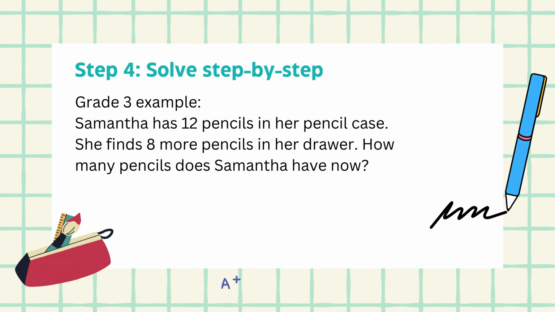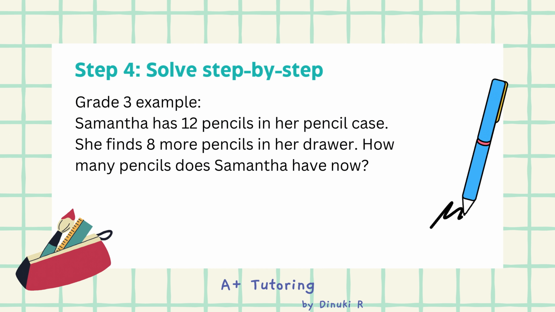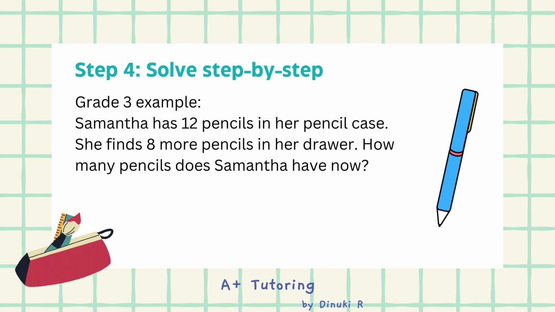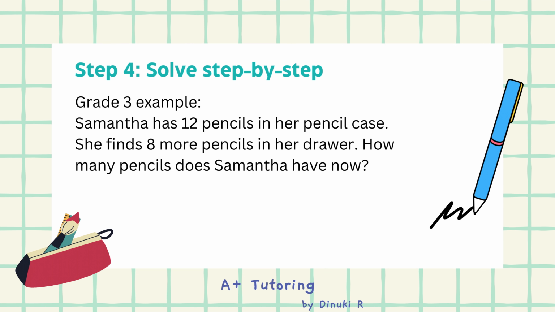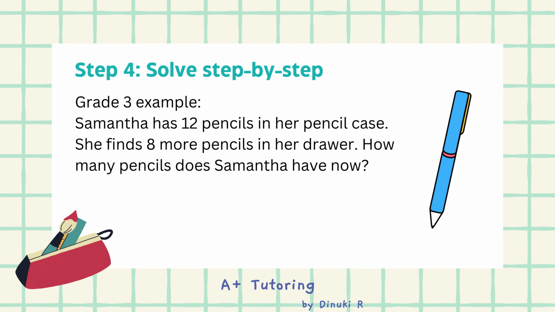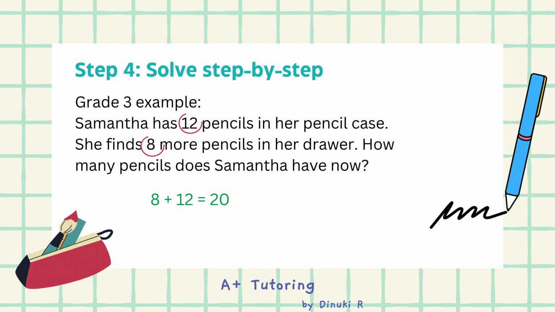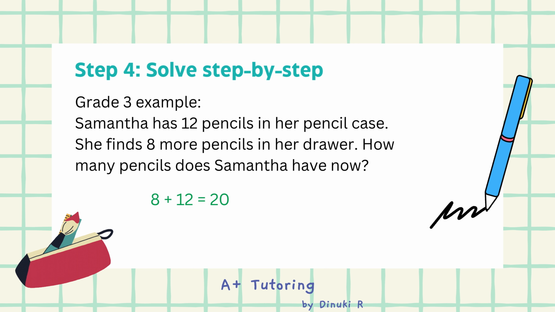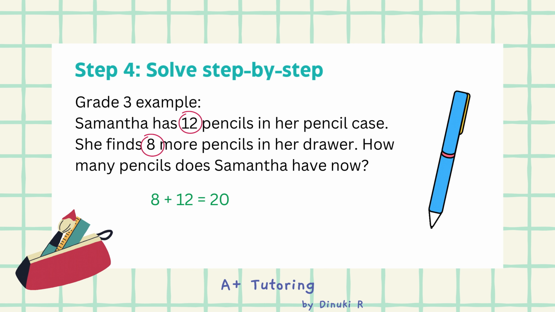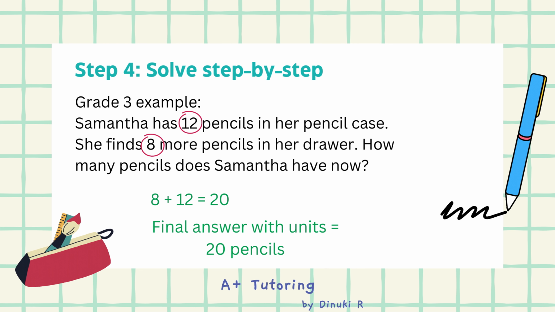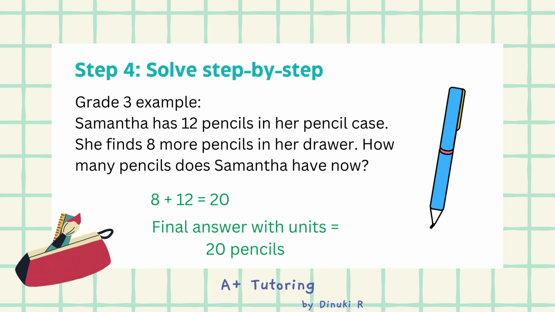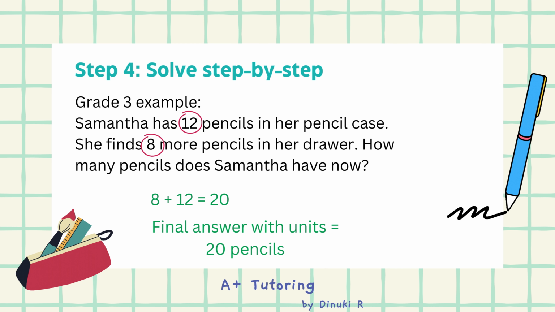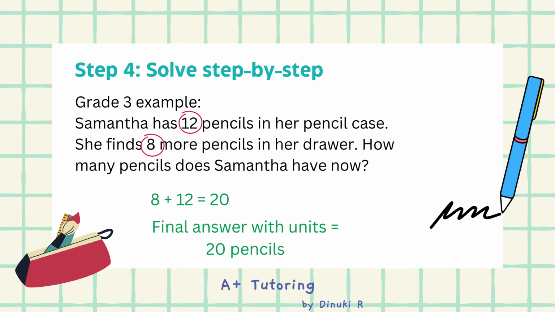Now, at the last step, we need to solve the problem. From the previous steps, we know that we need to figure out the total number of pencils that Samantha has on her. We can figure this out by adding 8 and 12 together, which gives us 20. A quick tip here is to make sure to include the units in your answer, which in this case are pencils. So our final answer is 20 pencils.